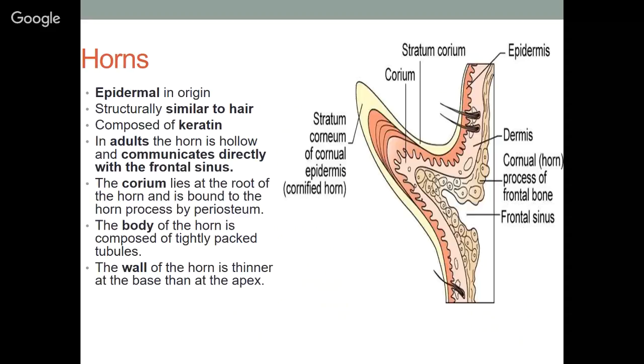There is a corium that lies at the root of the horn. It's bound to the horn process by the periosteum. Remember, it was the same corium with a lamina between the epidermis and the dermis. The body of the horn is composed of tightly packed tubules, so it's a lot of air going through there. And we have the wall of the horn that is thinner at the base than at the apex. At the base, that's where we do our dehorning. So that's where the wall is thinner. It makes it a little bit easier for us to dehorn that animal.